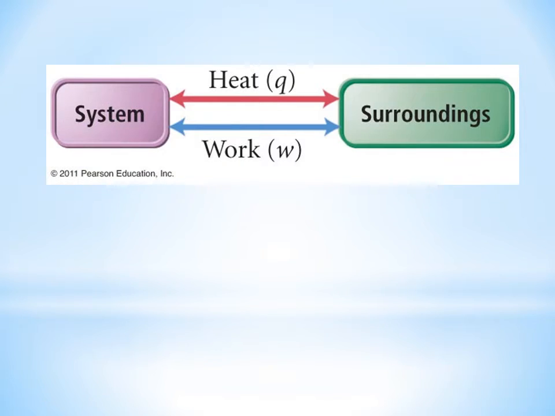A system can exchange energy between its surroundings and itself. This is done through heat and work. According to the first law of thermodynamics, the change in internal energy of a system, delta E, is the sum of the heat transferred and the work done.